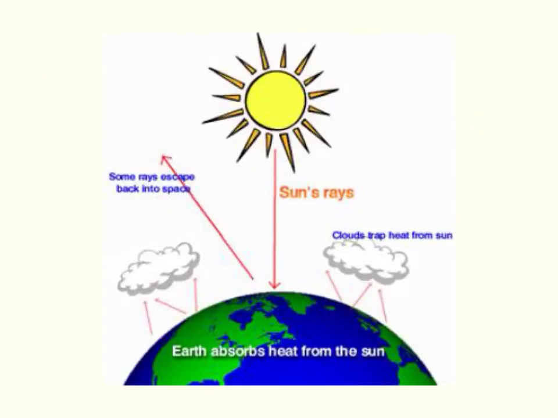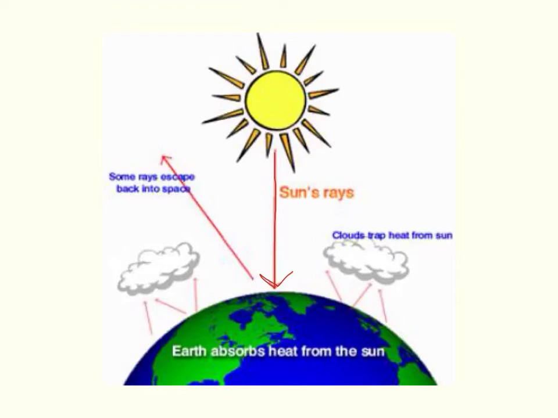The majority of Earth's heat comes from the sun in the form of radiation. This radiation travels through empty space to Earth. Once it reaches the atmosphere, a small portion is reflected or bounced back into space, while the other portion is absorbed by the surface of the Earth.